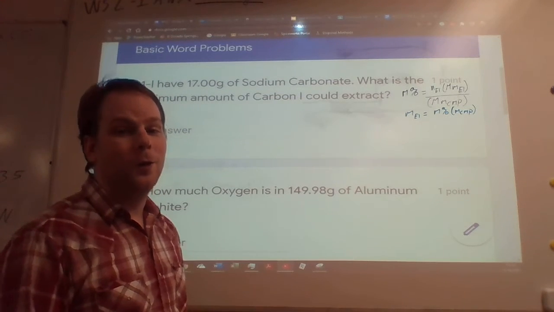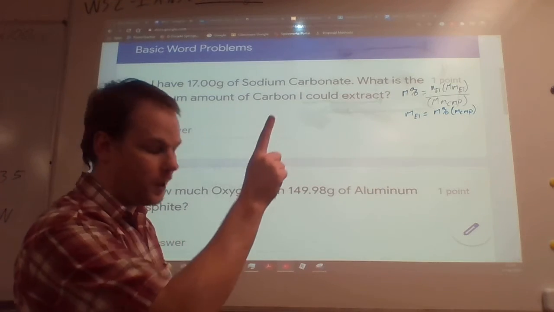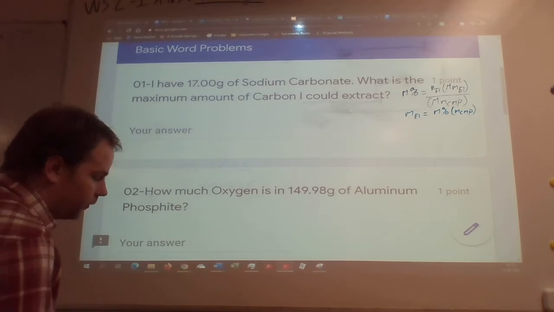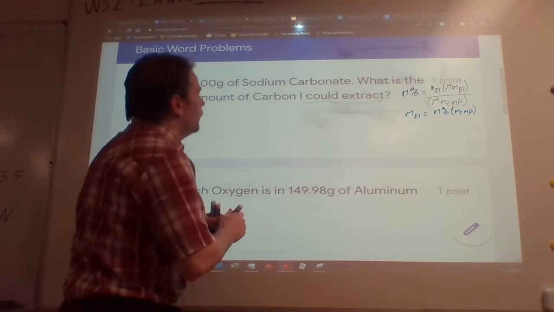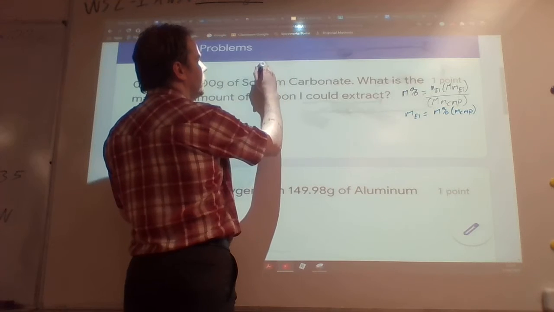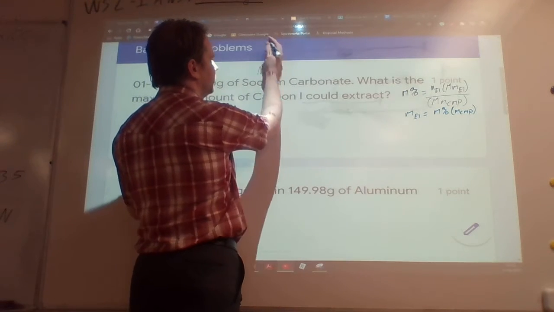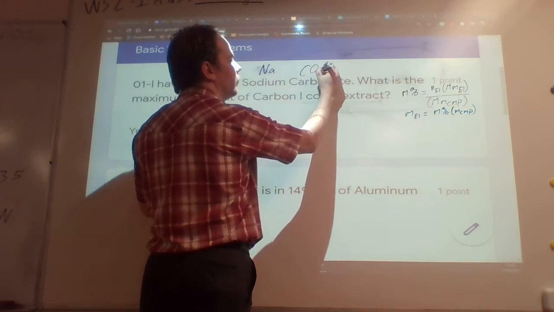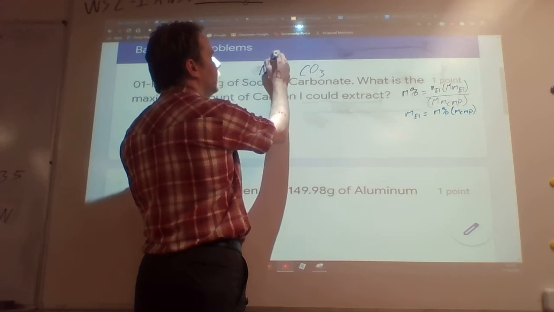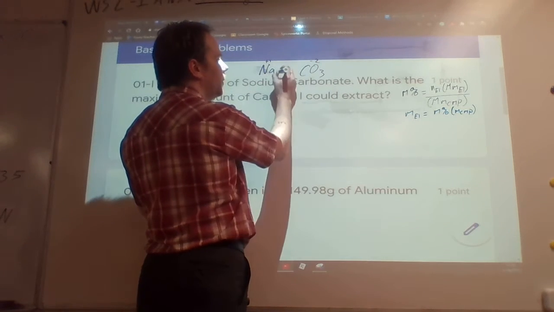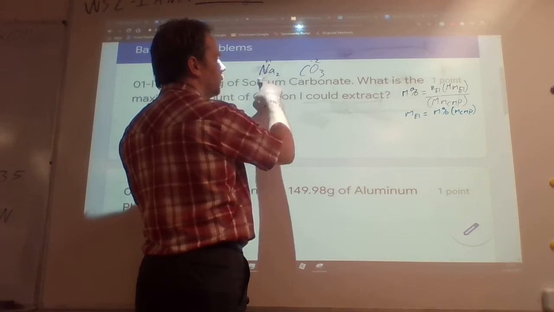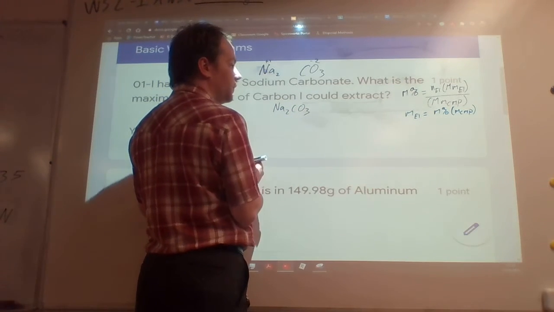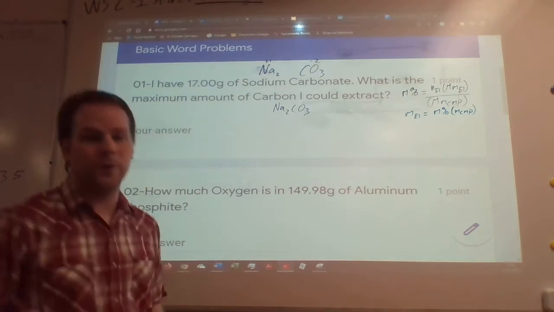But before we can do that, we need the formula for sodium carbonate, so we need to write that first. A little ionic naming review. Sodium carbonate: sodium is Na, carbonate is CO3. Sodium is a +1 charge and carbonate is a -2, so we need 2 sodiums. So the formula for sodium carbonate is Na2CO3.